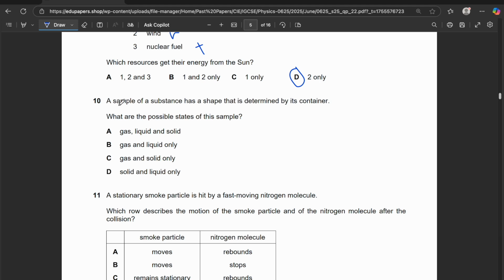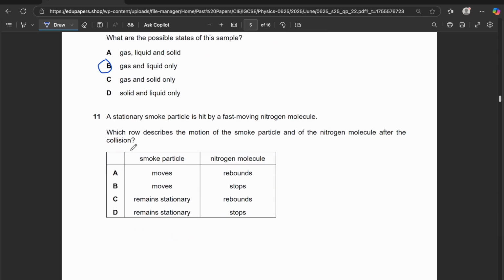10a. A sample of a substance has a shape that is determined by its container. What are the possible states of this sample? So, determined by its container. Liquid for sure will be in it, and also gas, because it spreads to fill the container. But solid has a rigid shape, so no. B.